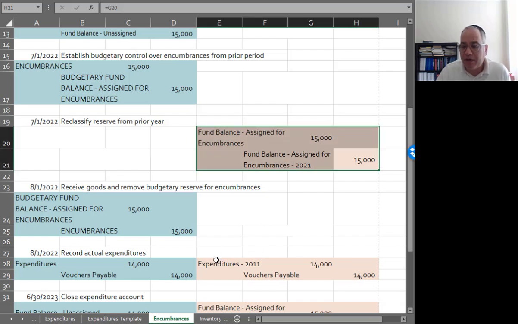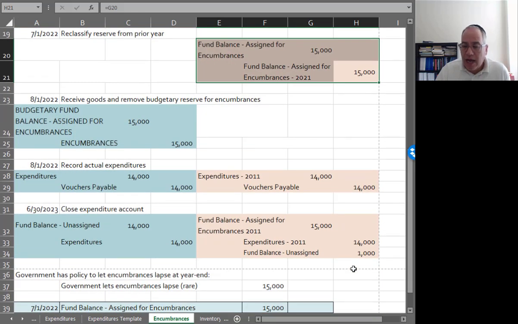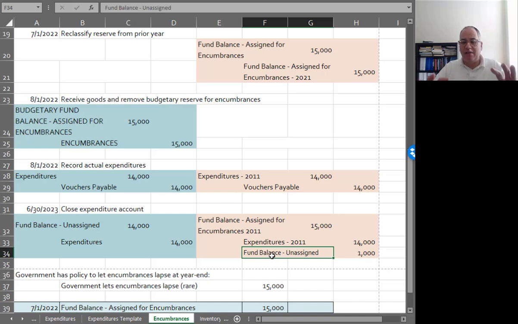Your expenditures are debit expenditures, credit vouchers payable. And then here, when you close your expenditures account, you're going to debit fund balance assigned for encumbrances, credit expenditures 2011 for whatever it was, and put the other $1,000 into fund balance unassigned. So eventually everything kind of adds up after 2 years, but they follow two different paths.